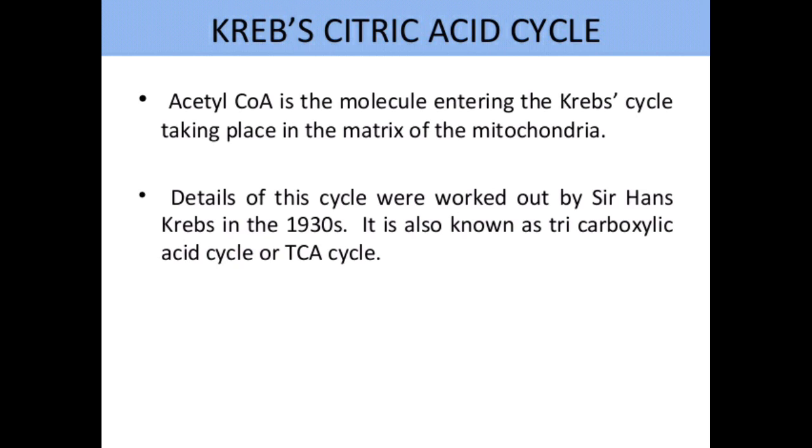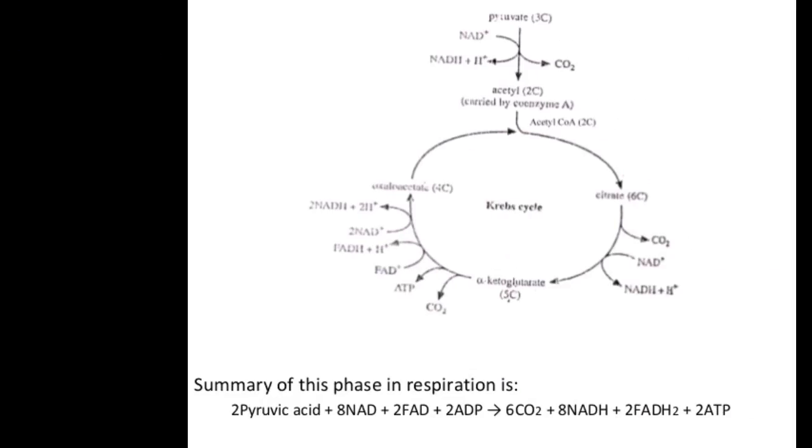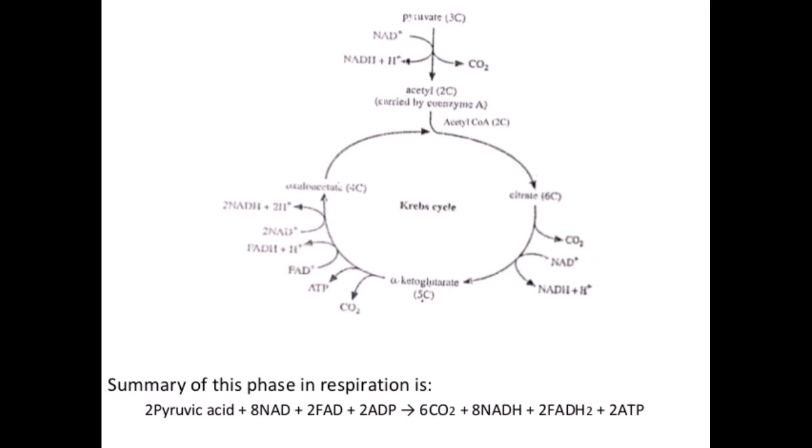Krebs cycle or citric acid cycle. Acetyl coenzyme A is the molecule entering the Krebs cycle, taking place in the matrix of mitochondria. Details of the cycle were worked out by Sir Hans Krebs in the year 1930. It is also known as tricarboxylic acid cycle or TCA cycle. See the various steps of Krebs cycle.